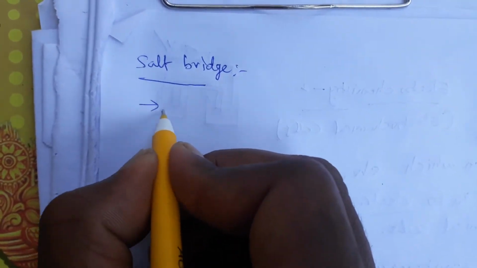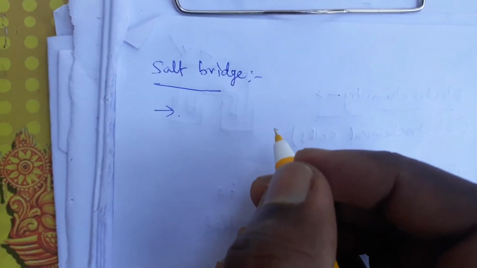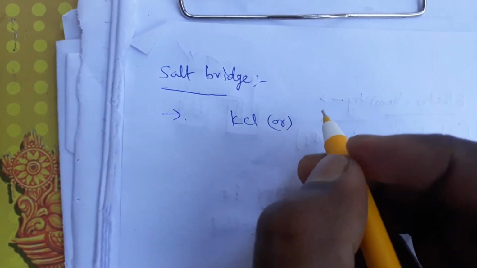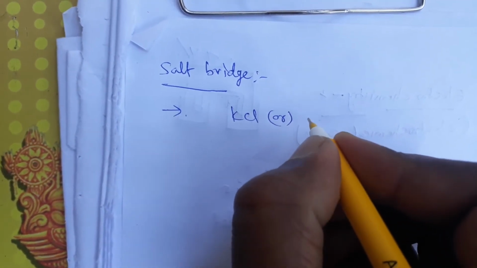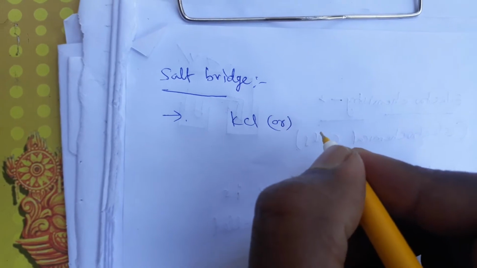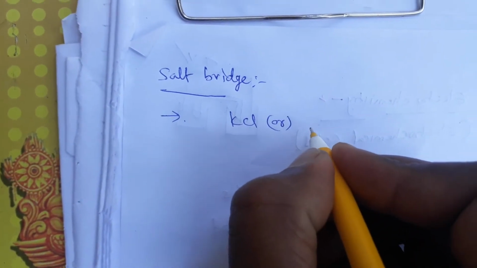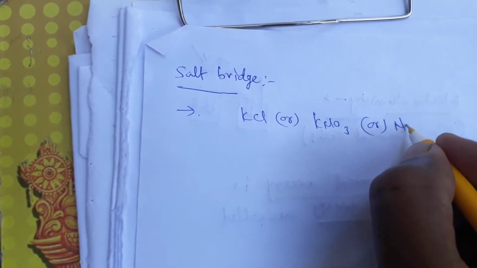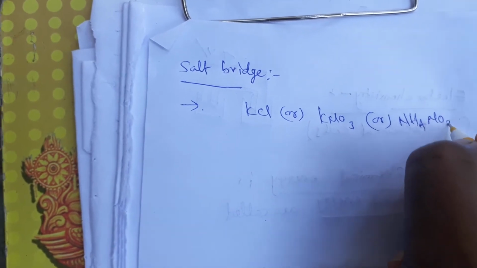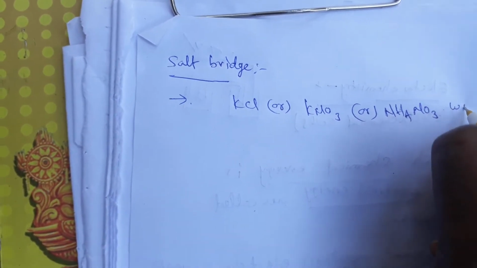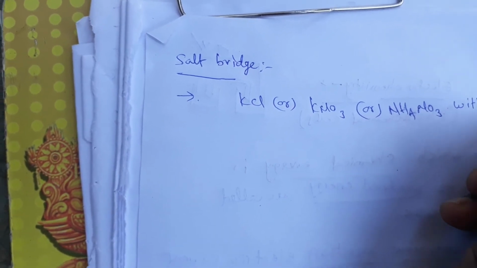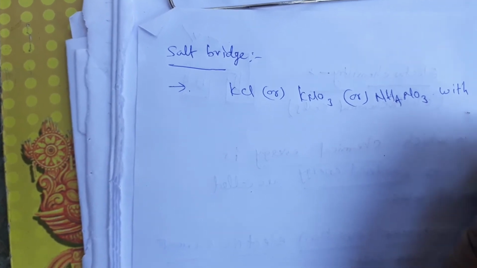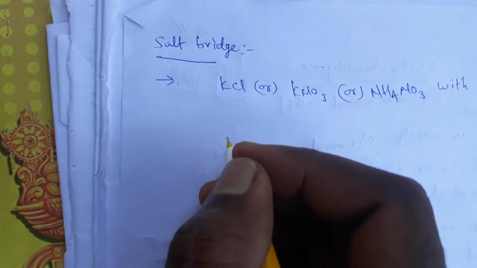The salt bridge is an inverted U-shaped glass tube filled with KCl solution. It is an inverted U-tube apparatus, filled with a paste of KCl or KNO3 or NH4NO3 mixed with agar gum. So this is the salt bridge.